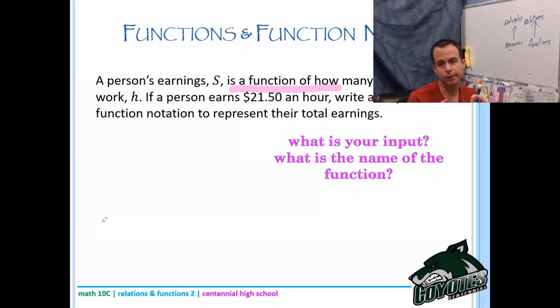Well, you're making $21.50 an hour, so if you work for 1 hour, you get $21.50. If you work for 2 hours, you get $43. How did I do that? Some of you may say I just went $21.50 plus $21.50. If I work 10 hours, I get $215. What am I doing there? I'm multiplying the amount of hours that I work by the amount I get per hour. So I'm going $21.50 times the amount of hours. So that'd be $21.50 times H, or $21.50H.